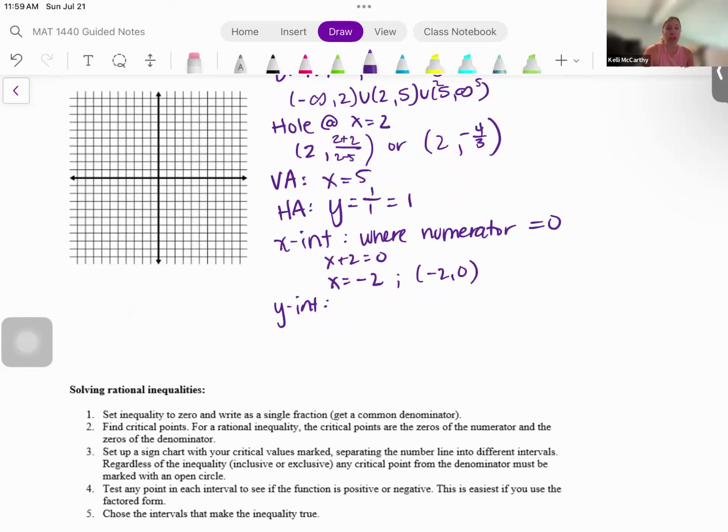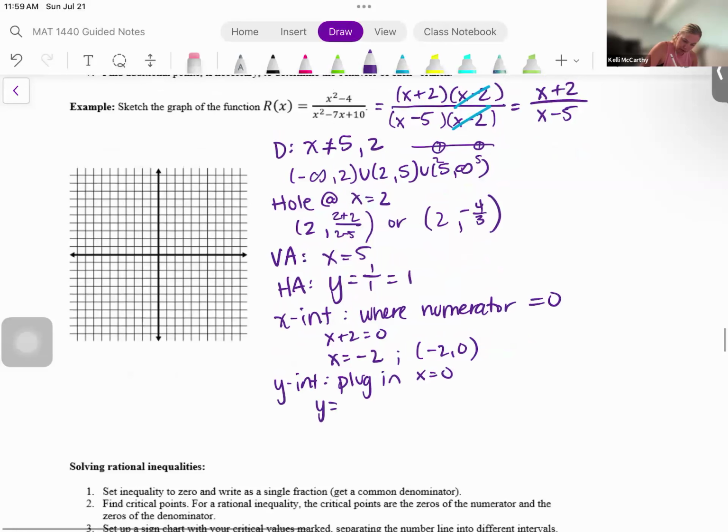For the y-intercept, you're going to plug in x equals 0. So y is equal to 0 plus 2 over 0 minus 5, or negative 2/5. And that ordered pair is written 0, negative 2/5. And I'm going to stop here.